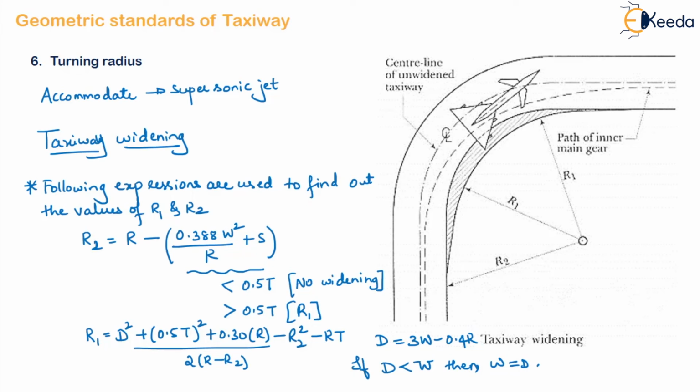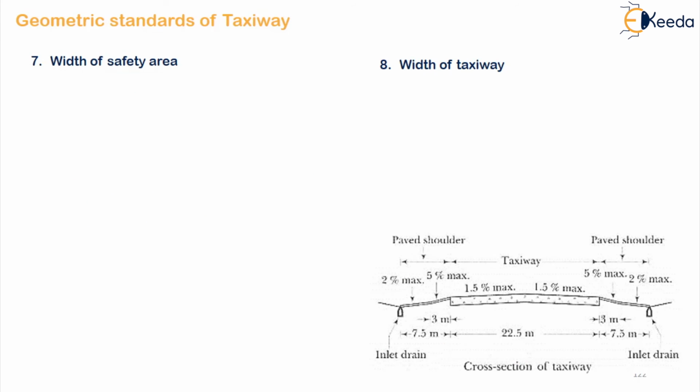In the next class, we will solve a problem on turning radius for you to understand better. There are two more geometric properties that we have to discuss. So moving on, the next one is the width of safety area.